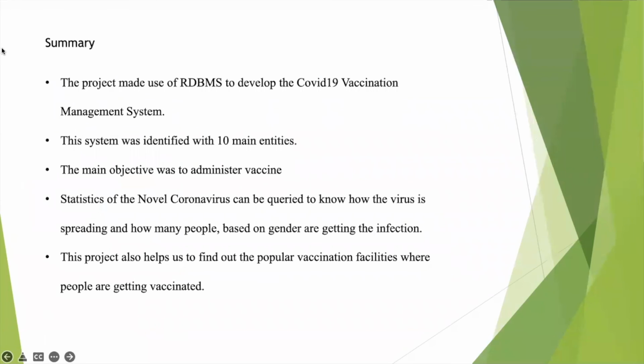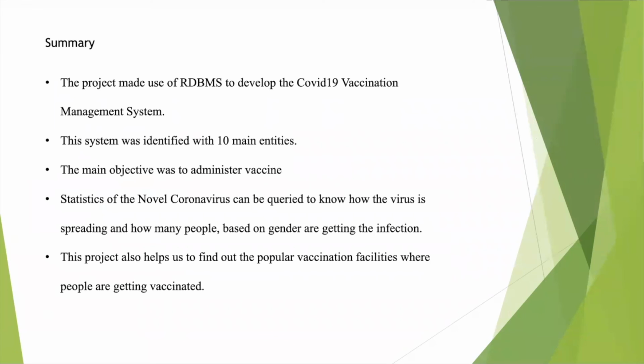In summary, the project made use of RDBMS to develop the COVID-19 vaccine management system. The system was identified with 10 main entities. The ER diagram was used to generate the relational schema diagram and also to generate the SQL code. The server management studio was used to implement the schema along with all the tables. Triggers, stored procedures, and user-defined functions, primary keys and foreign keys, other column constraints were used to maintain the integrity of the data in the database.